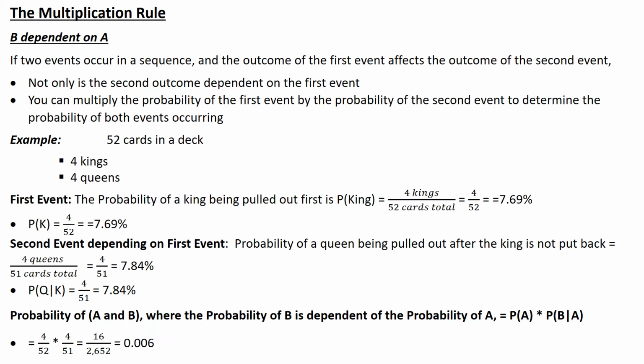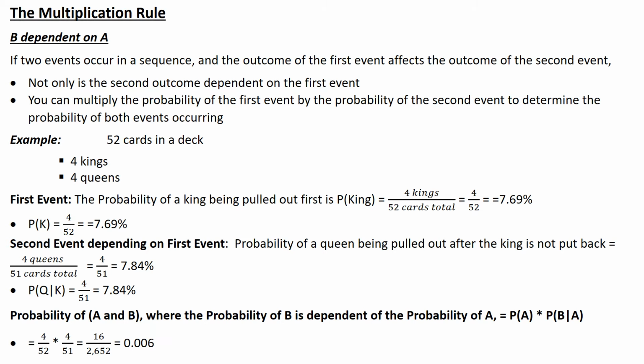Now, the multiplication rule basically states that when events happen in sequence, the probability of both of them happening is found by multiplying the probabilities of each result. If I pull out a king from a full deck of cards, as I said before, 52 cards, 4 kings, 4 out of 52, and that's 7.69%.